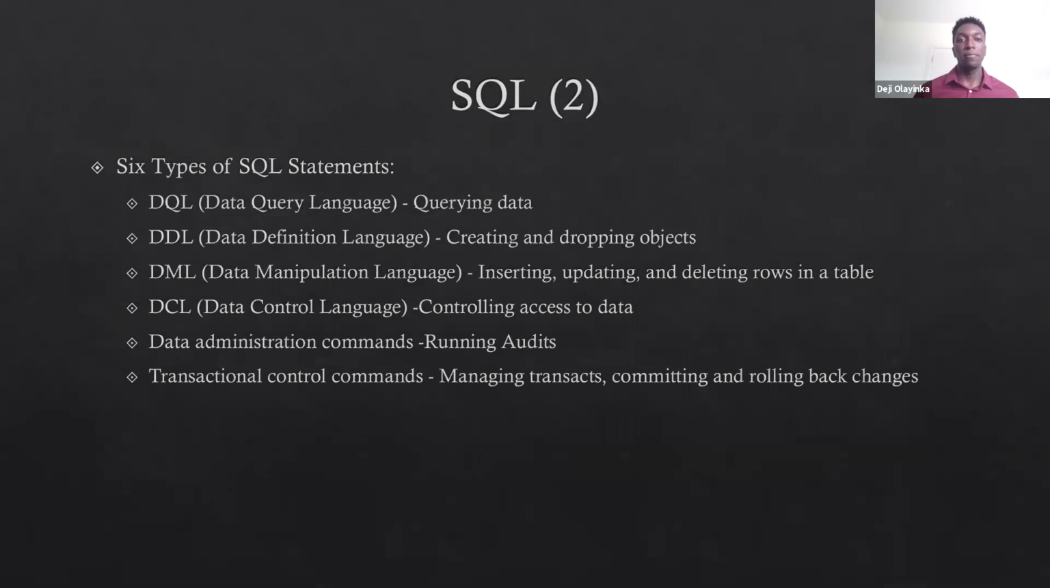There are 6 types of SQL statements. The first is data query language. It does what it says on the tin. It's really about querying a database to select data, to see and to ask, what data do you have in this table? What data do you have under these conditions? There's data definition language, which is really about creating and dropping objects, such as tables or databases or schemas, which I'll go on to in a second.